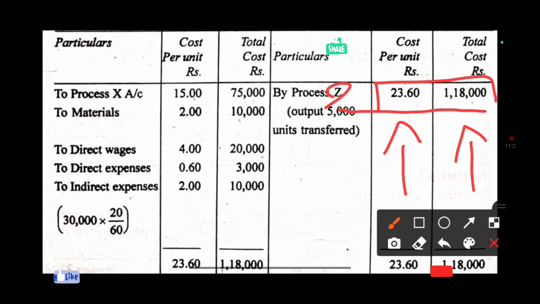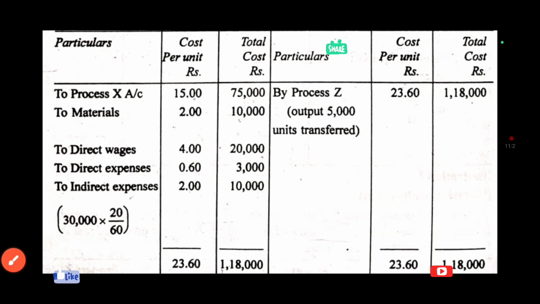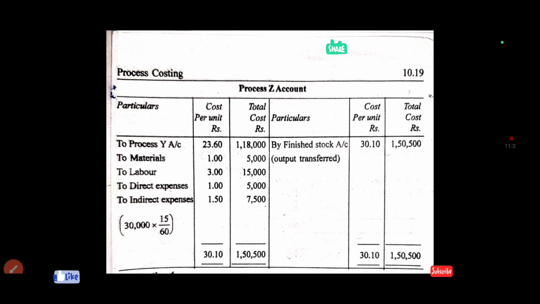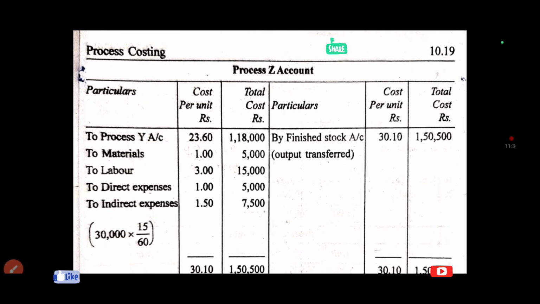So for that you are going to write by process Z account. Okay, process Z account completed. Then come to process Y account, it is completed. Then we are going to prepare process Z account.